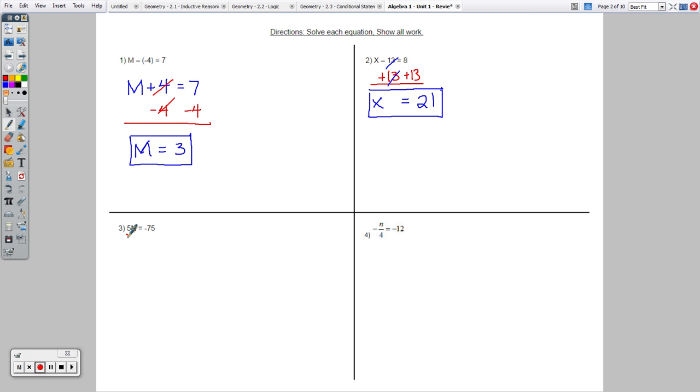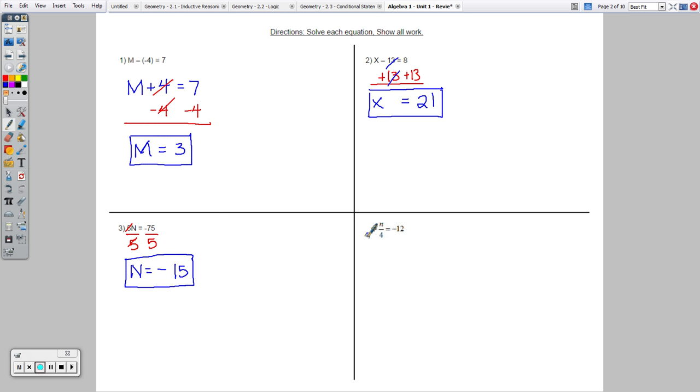Number 3, we're going to divide this one by 5. Looks like we have negative 75 divided by 5. The 5's here will cancel, and I'm left with n equals negative divided by a positive would be negative. 75 divided by 5 would be 15. So this one, n equals negative 15.